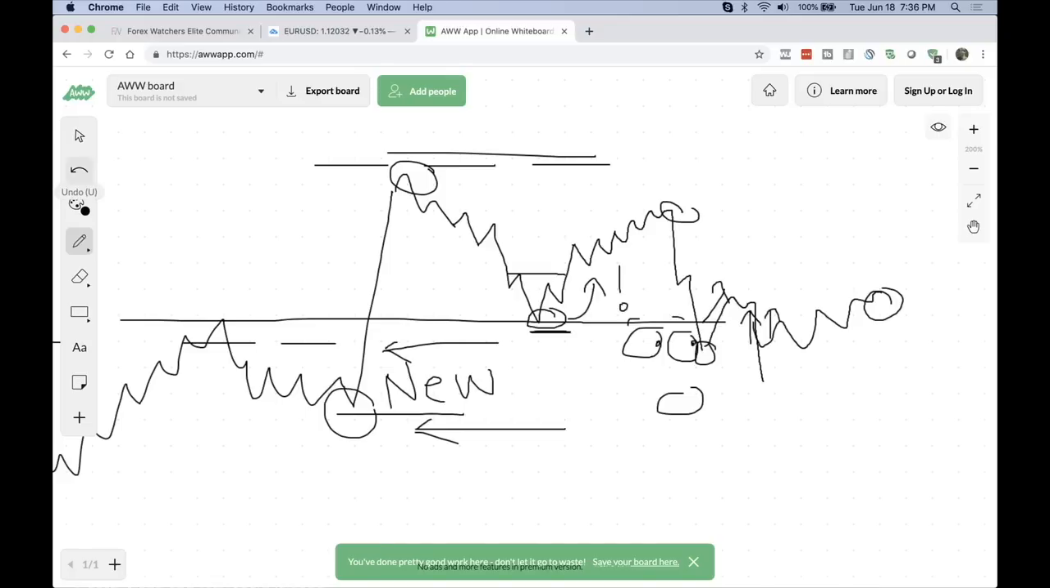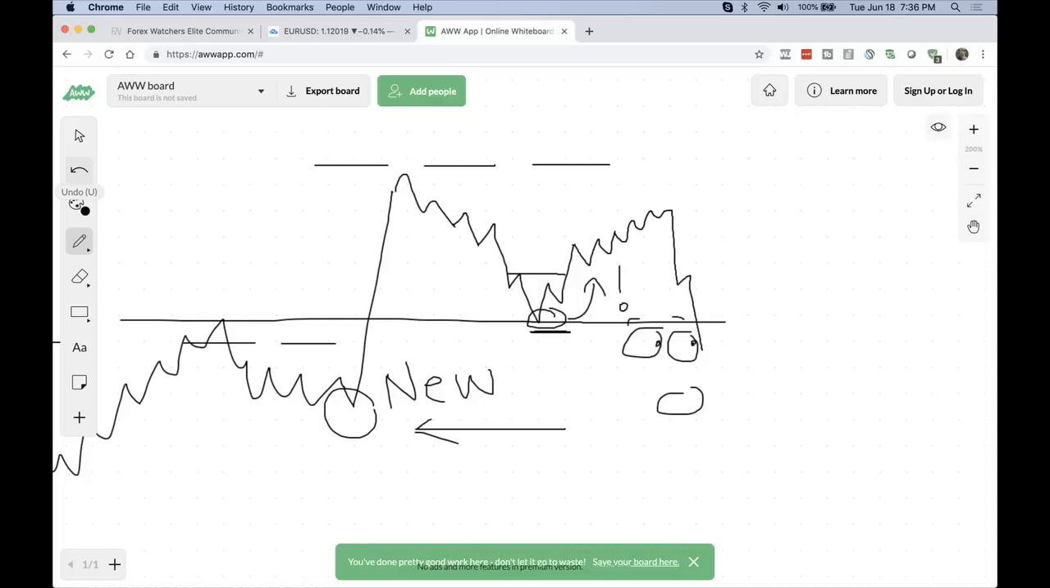Okay, so this is where your rubber band man comes in handy. So you're understanding the flow of the market. Okay, let me get rid of this face. This face is creepy. All right.